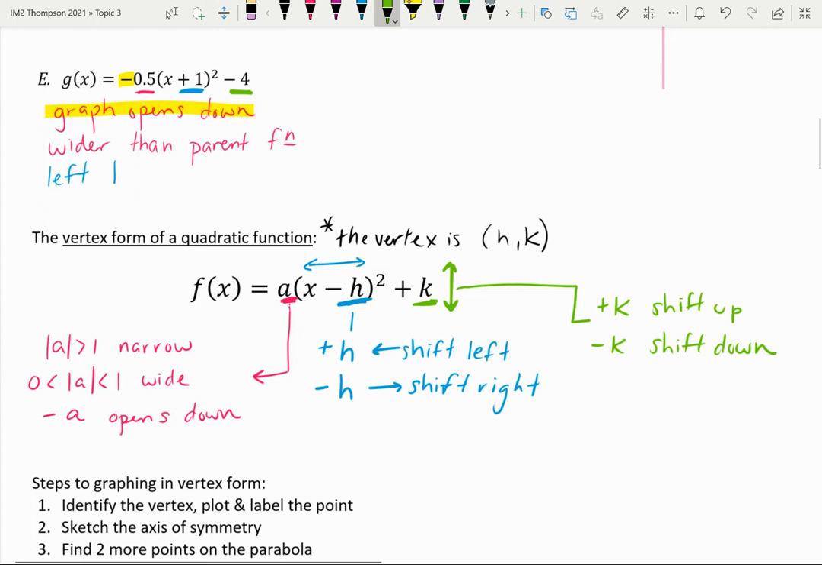And the minus 4 will make this go down. So anything that I add outside the parentheses, add or subtract, is going to be down if it's negative. So down 4. And I'm just using this as a map to determine that.